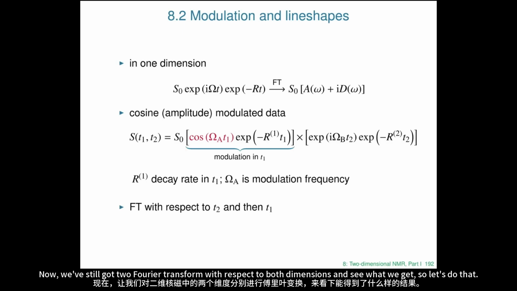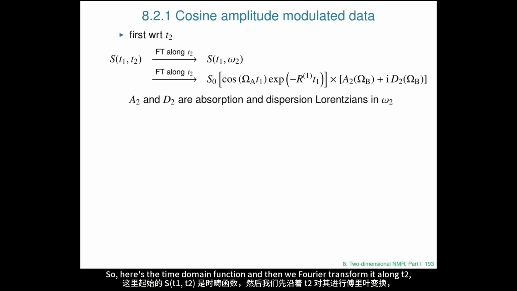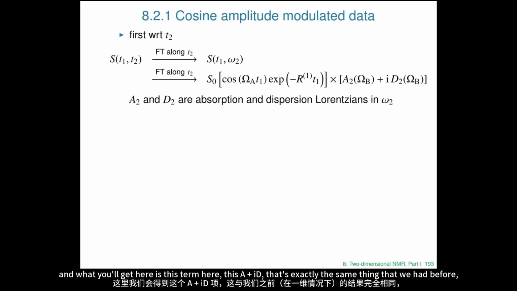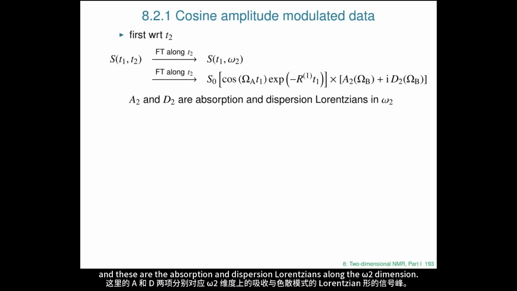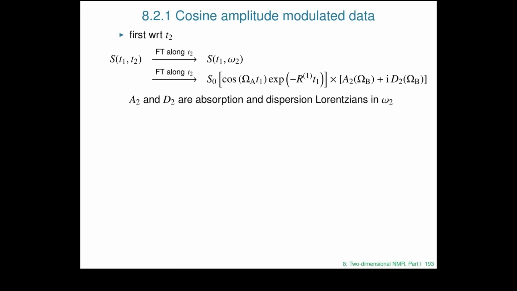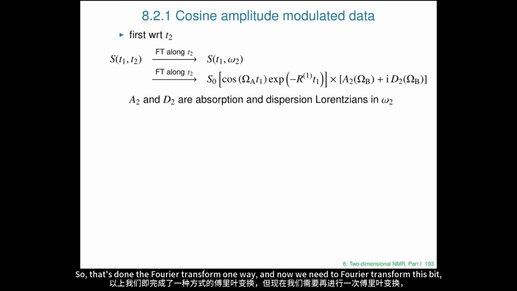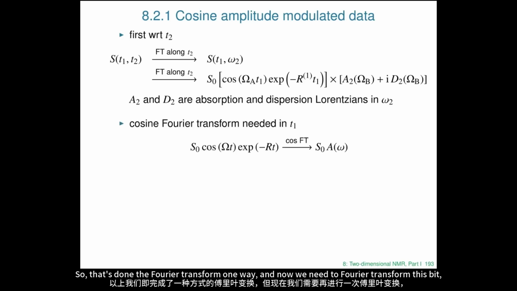So let's do that. Here's the time domain function. Then we Fourier transform it along T2, and what you'll get here is this term, A plus iD. That's exactly the same thing that we had before. And these are the absorption and dispersion Lorentzians along the omega 2 dimension. So that's done the Fourier transform one way, and now we need to Fourier transform this bit.